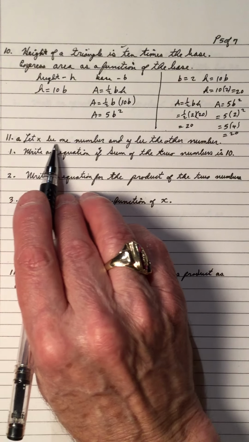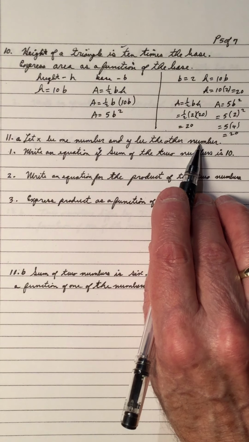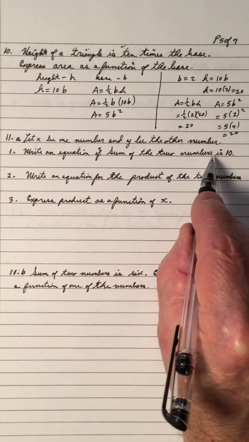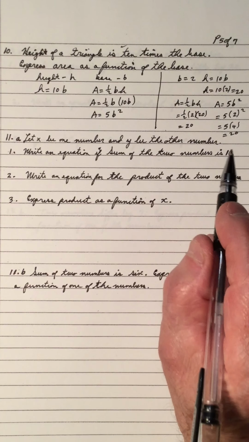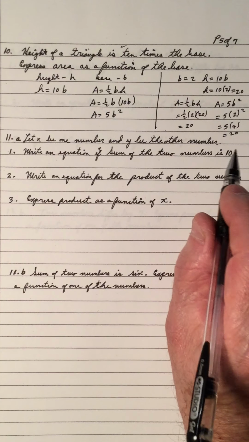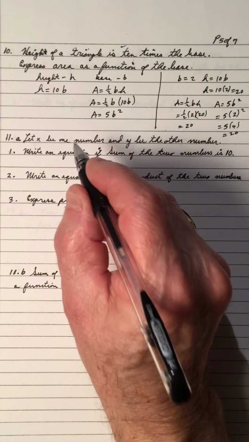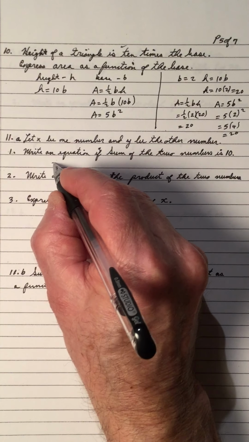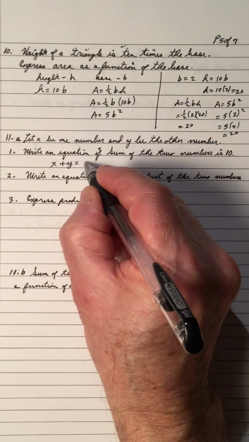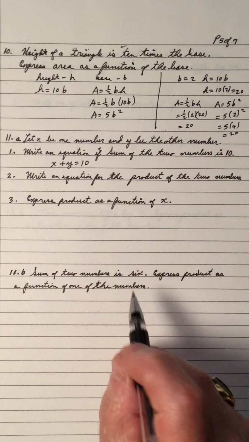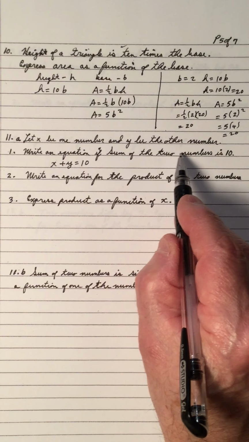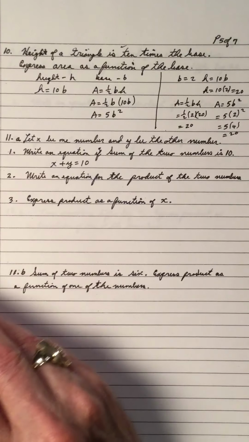Number 11, let x be one number and let y be the other number. Write an equation if the sum of the two numbers is 10. So one number is x and the other number is y. In the equation, the sum means add. X is one number, y is the other number. So the sum of the two numbers, x plus y, is 10.